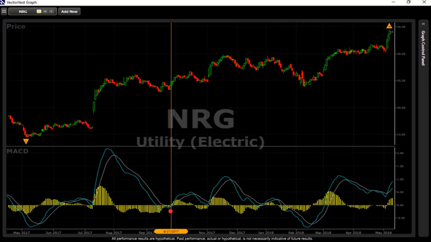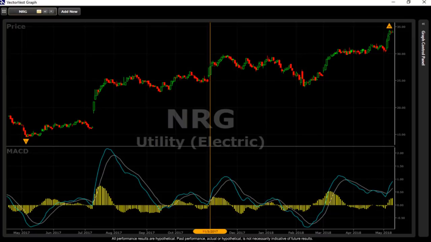So the trend changed. The MACD histogram bars went positive, gave us a nice opportunity there for some gains. I'm just simply moving from left to right. I'm showing you all of these signals here that we've gotten for NRG since that first one in May of 17.